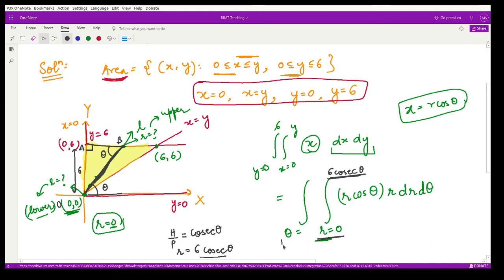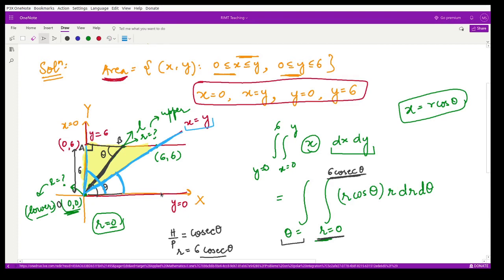Now coming to the limits for theta. What are the limits of theta? They will vary from this particular line to this particular line. So you have to see what is your value of theta for this line, and for that line. For the first line, this angle is the angle made by the line x is equal to y, and this line makes an angle of 45 degrees with the x-axis.